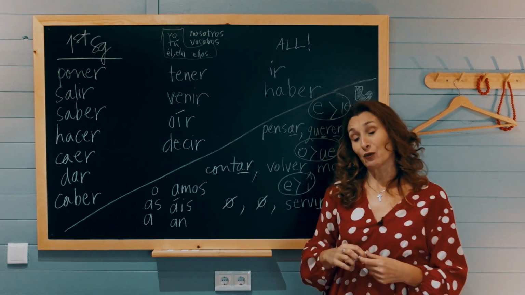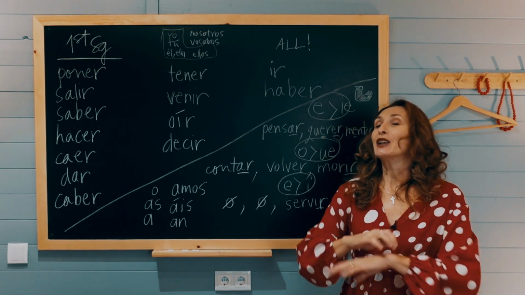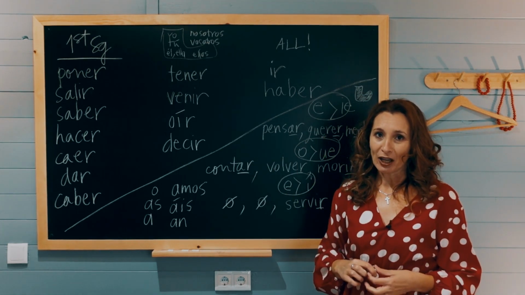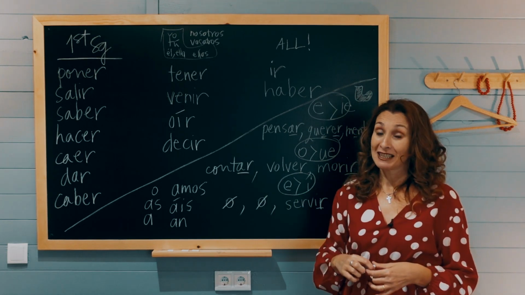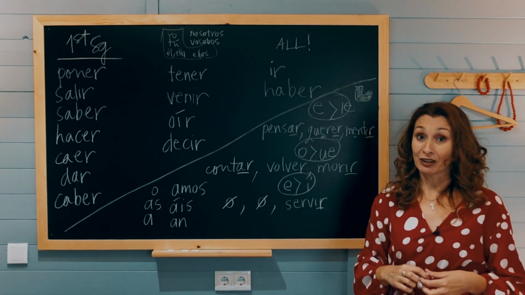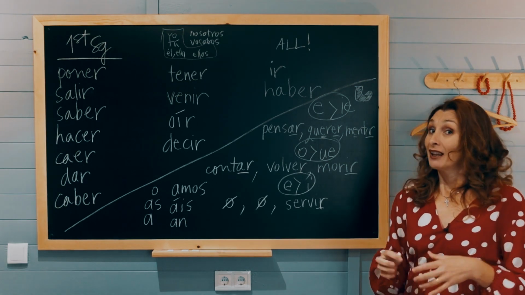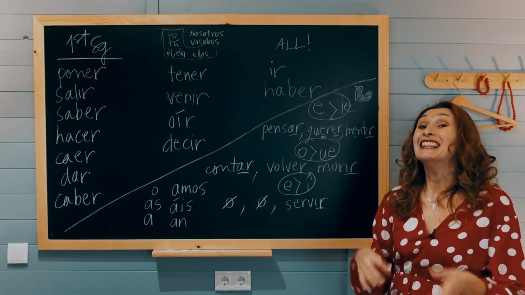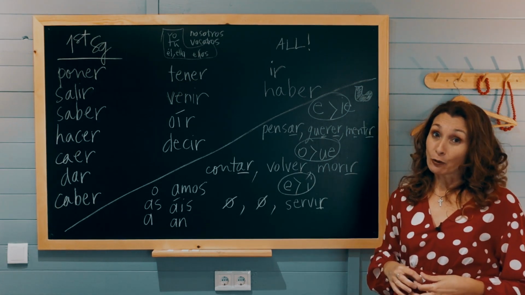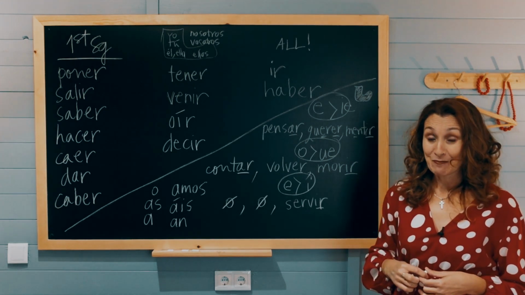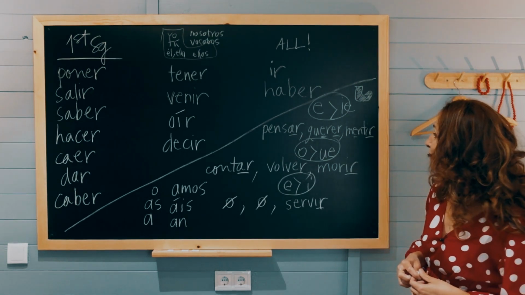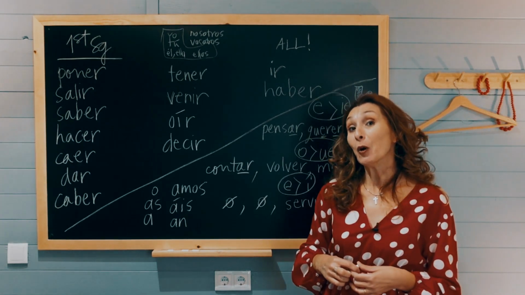Then we have endings for the second conjugation, and all the verbs in the second conjugation, the regular and irregular ones, will have those endings. And the same goes for the third conjugation. The regular and the irregular verbs from the third conjugation will still have the same endings. Okay? Good. Okay, well, that will be all for today.